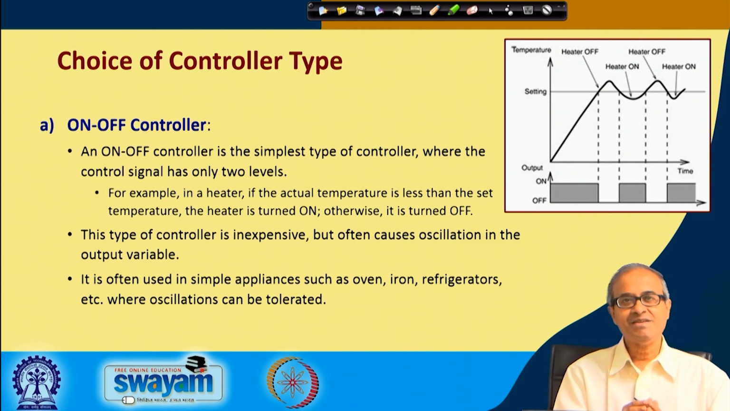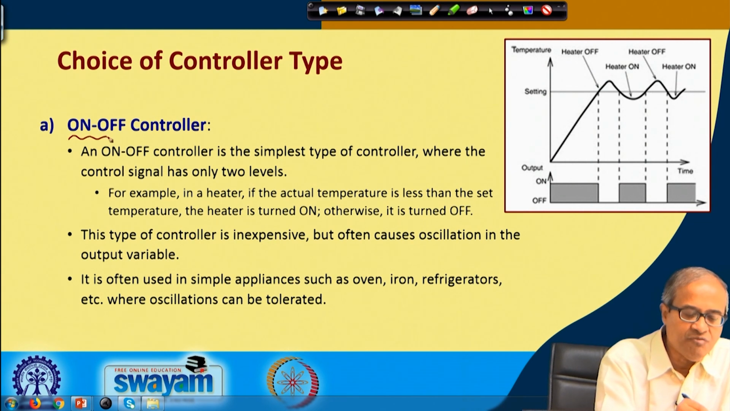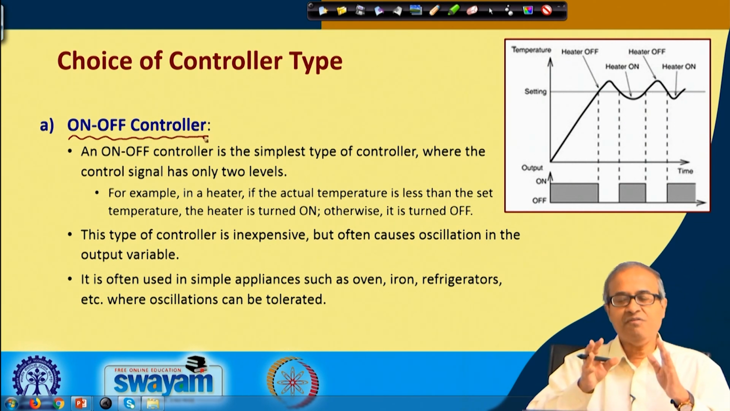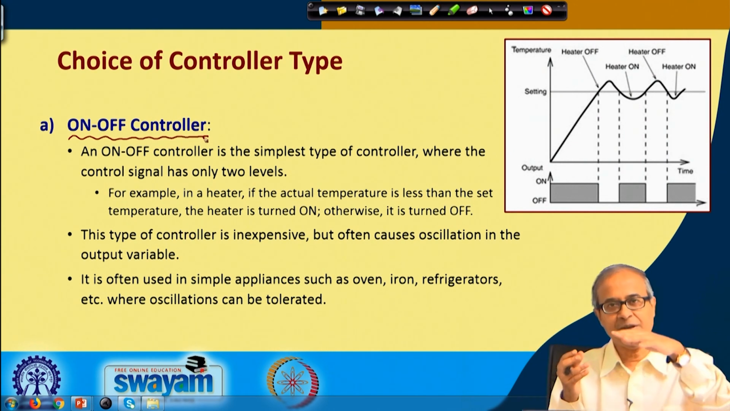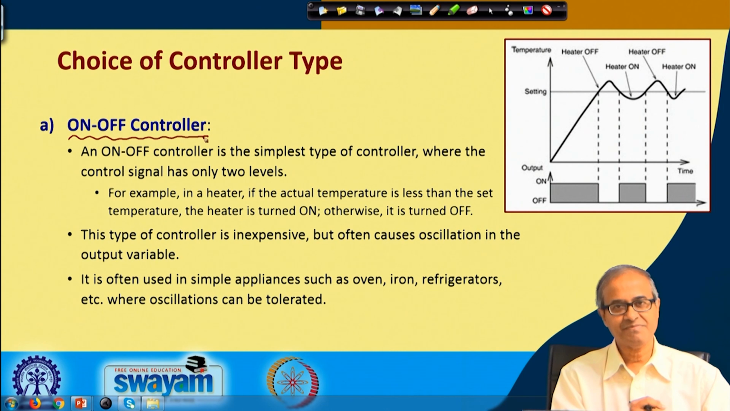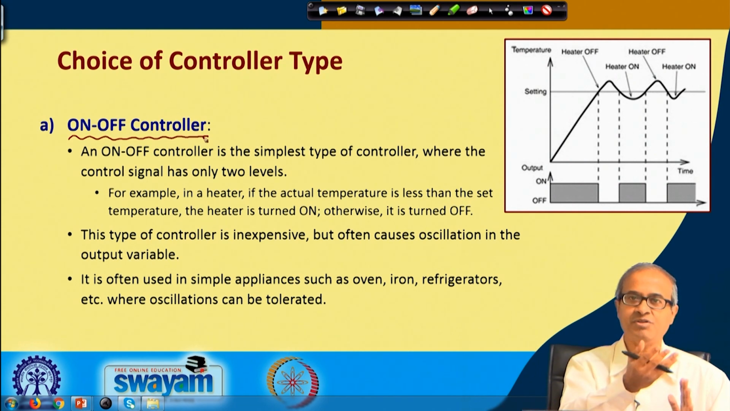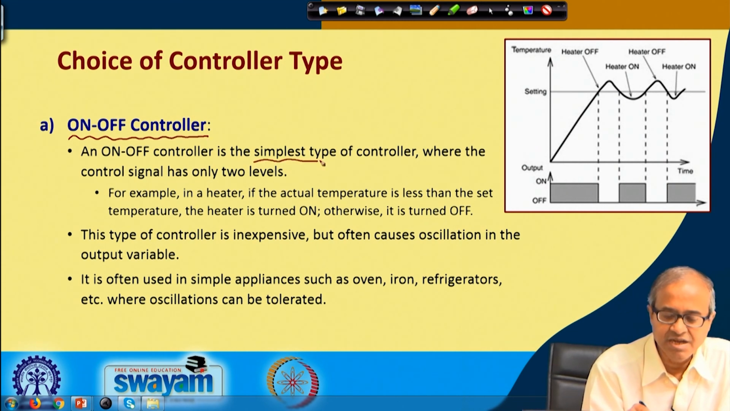Now, talking of the role of the controller, there can be various different types of control mechanisms. Let us start with the simplest kind of controller. This is called an on off controller. On off controller means we either turn on the device or turn off the device, depending on whether the measured value is less than or greater than the preset. With respect to the heater, you can appreciate it. If the temperature is going down, I turn on the heater. If the temperature is going up, I turn off the heater. This is the simplest type of controller where the control signal has only two levels.